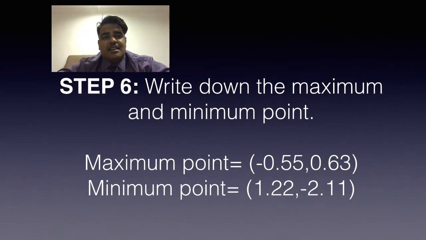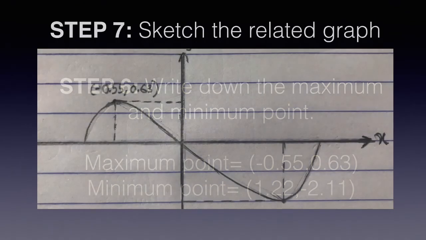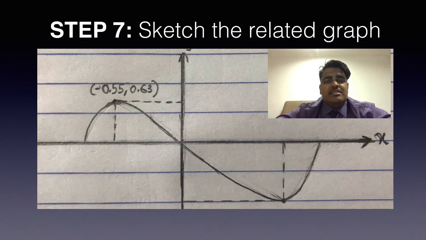Step 6. Write down the maximum and the minimum point. The maximum point is negative 0.55 and 0.63, and the minimum point is 1.22 and negative 2.11. Step 7. Sketch the related graph.